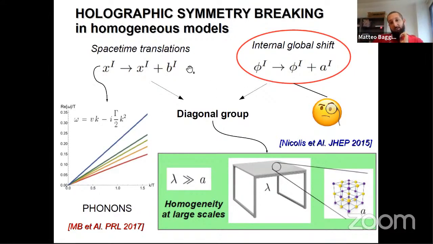Now, what is the meaning of this diagonal group? Well, the meaning of this diagonal group is exactly what we were discussing before, to retain the homogeneity of the system. So the homogeneity is there because there is this diagonal group.